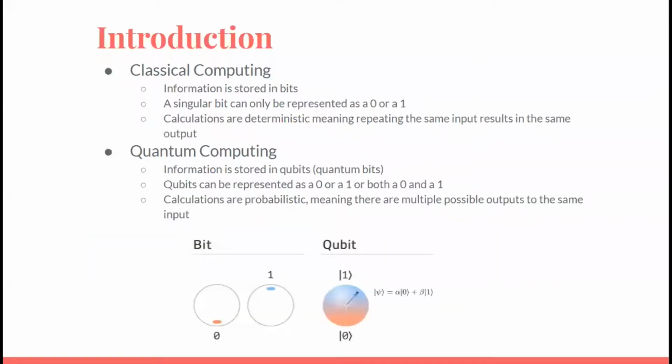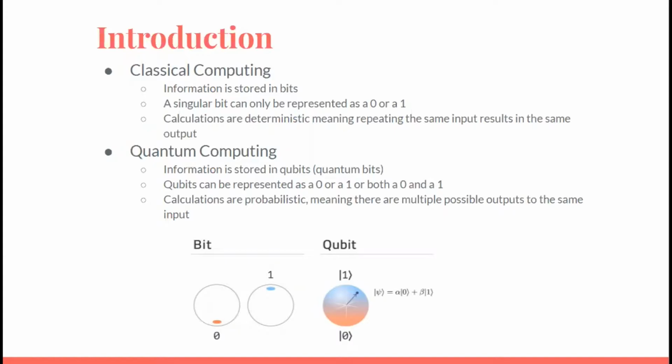In classical computing, information is stored in bits. A singular bit can only be represented as a 0 or a 1, so calculations with classical computing are deterministic, and this means that repeating the same input would give us the same output. But in quantum computing, information is stored in quantum bits, also known as qubits, and these qubits can be represented as a 0 or a 1, or 0 and 1 simultaneously, and that is due to superposition. So calculations in quantum computing are probabilistic, which means that there are multiple possible outputs from the same input.